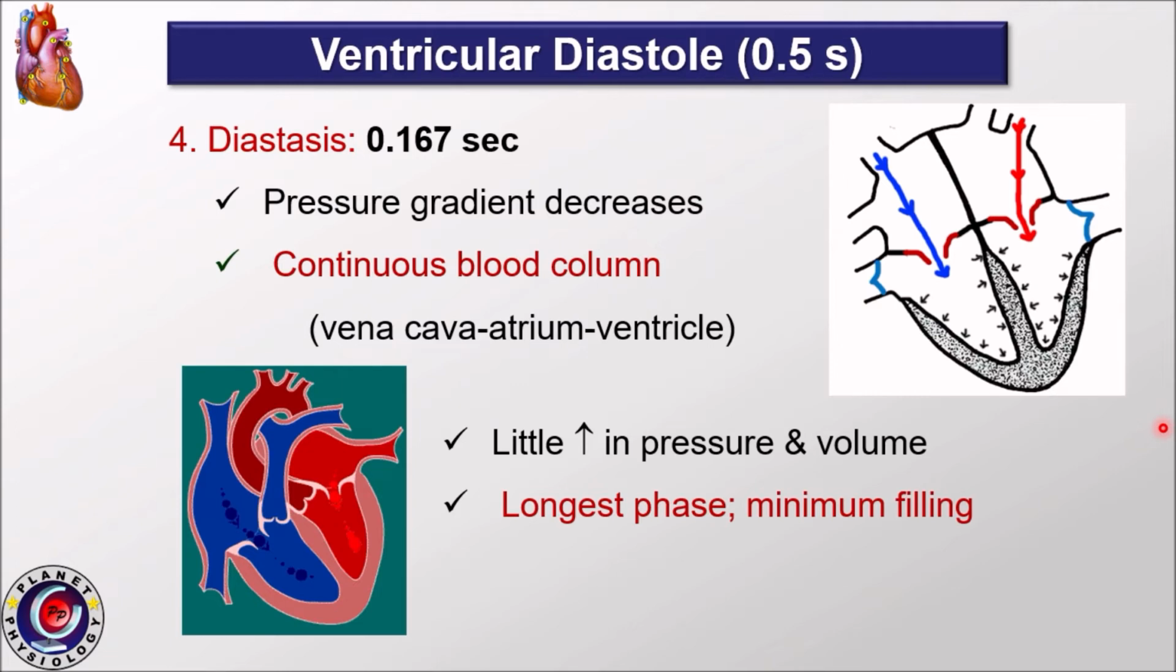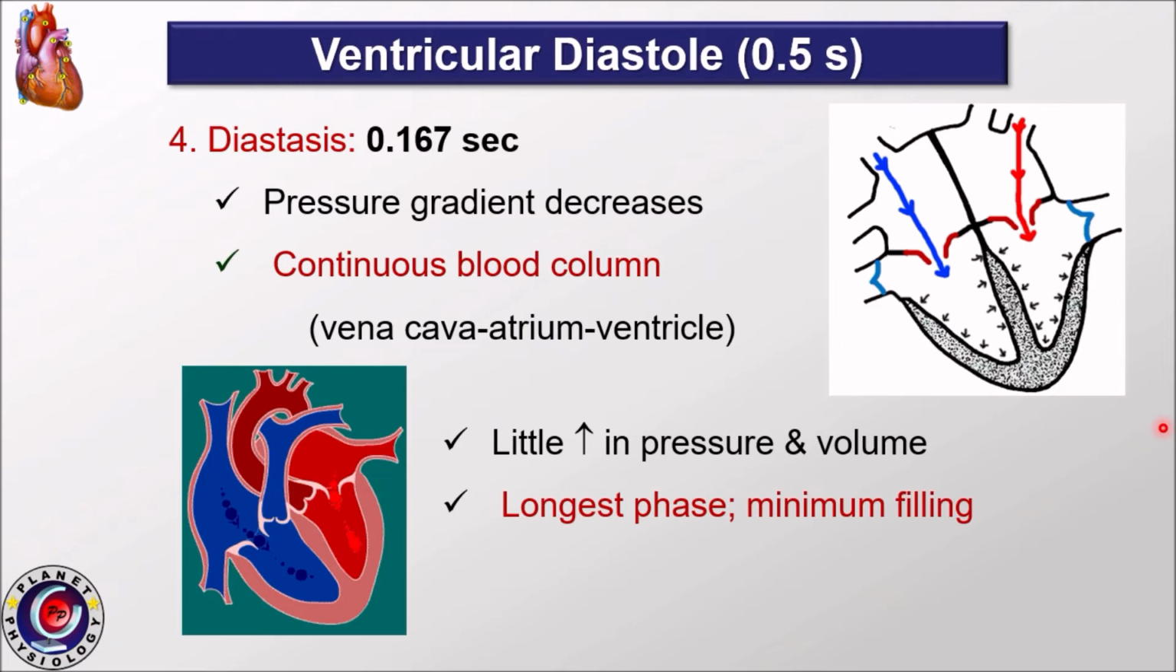What are the features of this phase? This is the longest phase of the cardiac cycle, but minimum ventricular filling takes place during this phase. Also there is very little rise in the pressure within the ventricle as well as the blood volume of the ventricle.